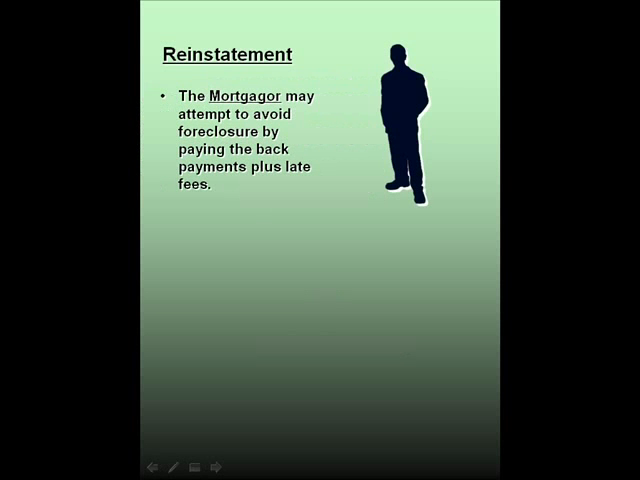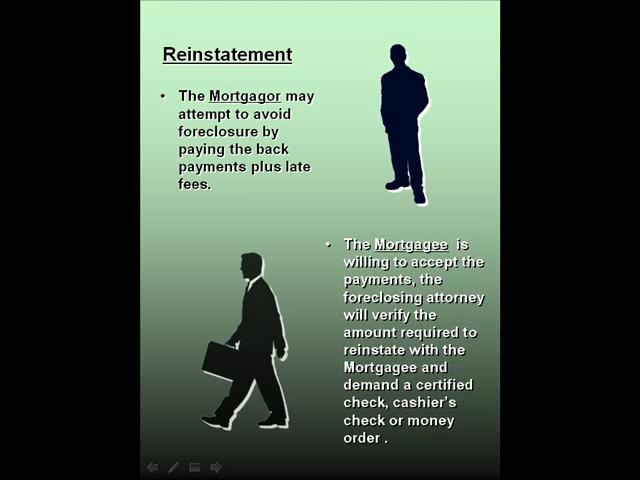Reinstatement. The mortgager, the person making the payments, this is Jack, may attempt to avoid foreclosure by paying the back payments plus late fees. If the mortgagee, the person receiving the payments, this is the bank, is willing to accept the payments, the foreclosing attorney will verify the amount required to reinstate with the mortgagee and demand a certified check, cashier's check, or money order.